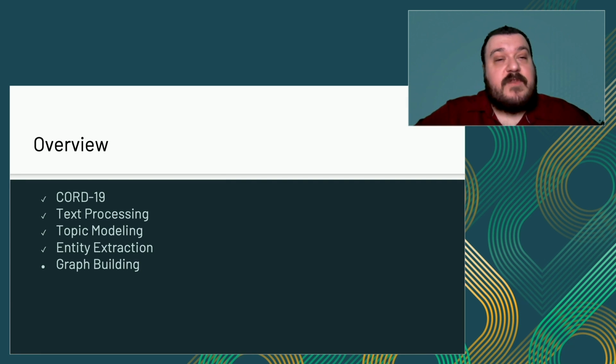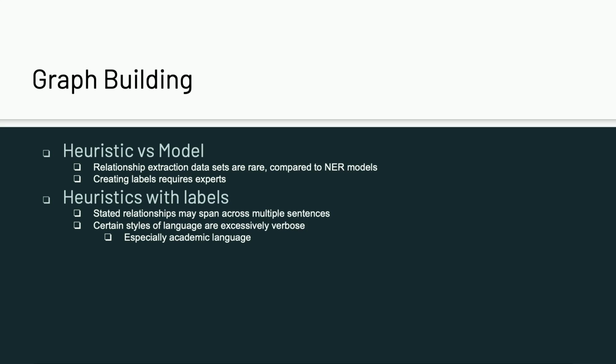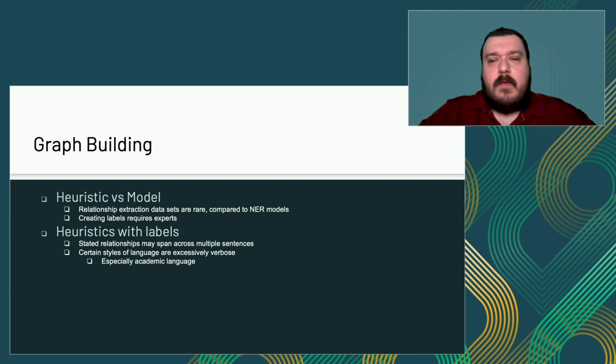So now that we've done all this cool processing, let's talk about building our graph. There are two ways we can talk about it. We can use a heuristic versus a model for relationship extraction. So that's finding the actual relationships. Or we can do heuristics with labels. So basically, if these two entities are found within a document and there are these terms between them, we'll label the edge in a particular way.